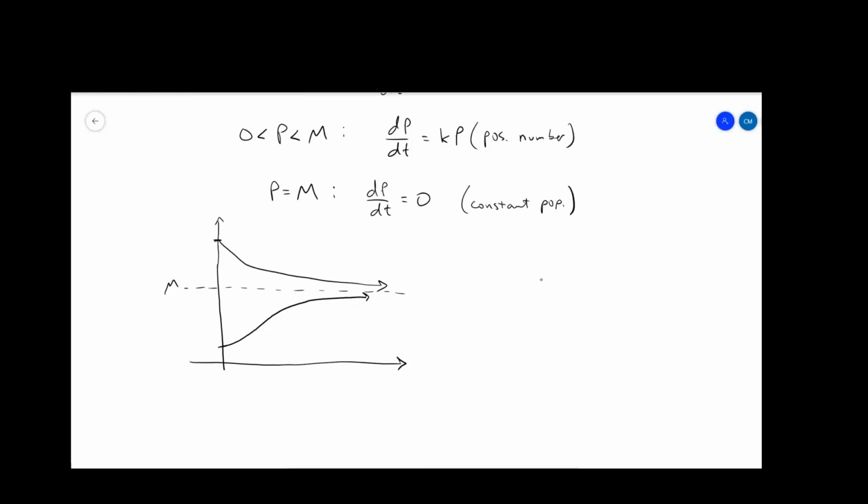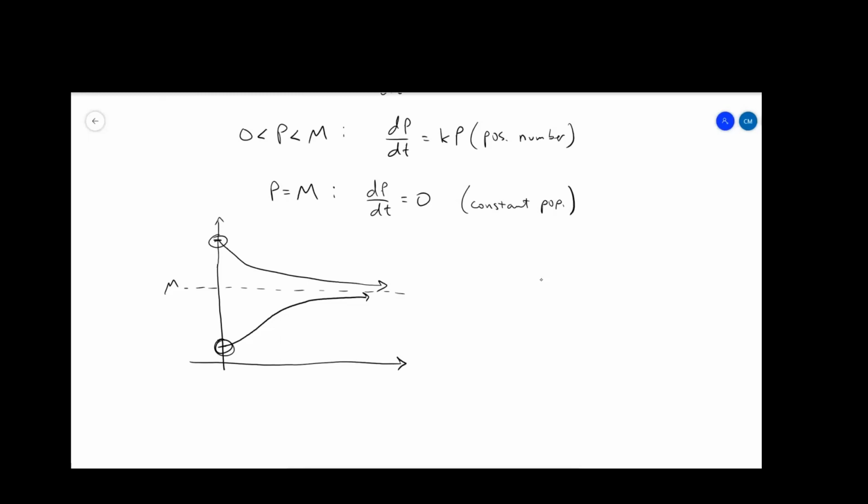But again, you can kind of see that the solutions themselves actually depend on where you start, right? So the initial value is actually very important here. If you have an initial value that starts out above the carrying capacity, then you're going to have a different sort of shape of solution than if you have an initial value that starts out below the carrying capacity. Okay, so the starting value is very important here.